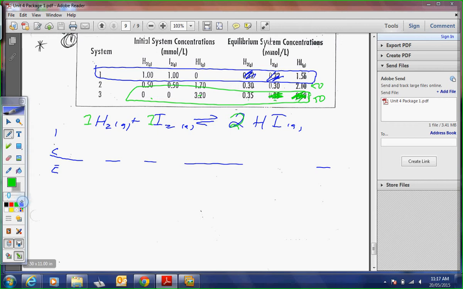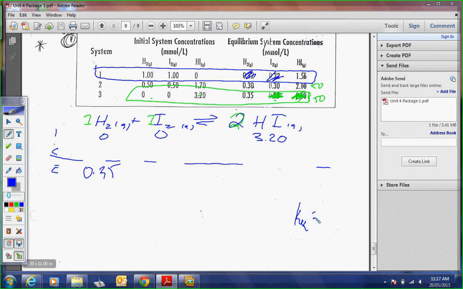Okay, so the question's telling you that these two things are reacting and forming that. And initially, I have no H2, I have no I2. I start with 3.20 millimoles per liter of my HI. And at equilibrium, I find 0.35 millimoles per liter of my H2 gas. So that's more like the equation. And then it says calculate the KEQ for this reaction.